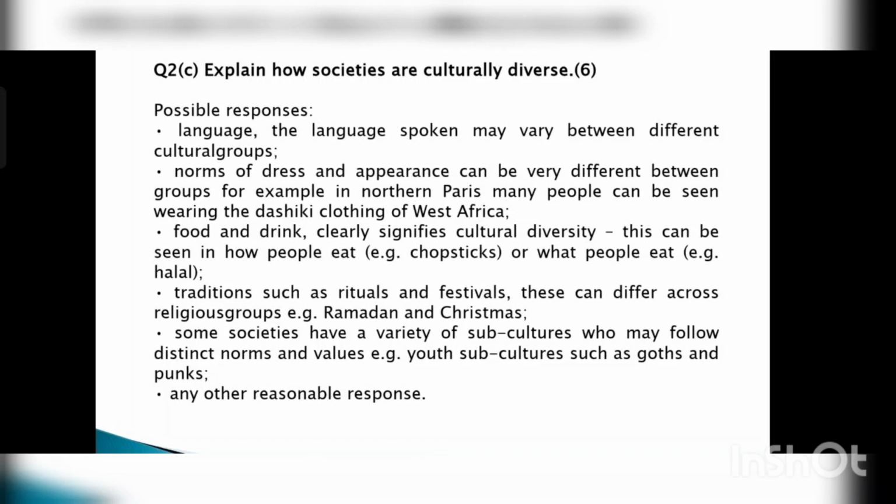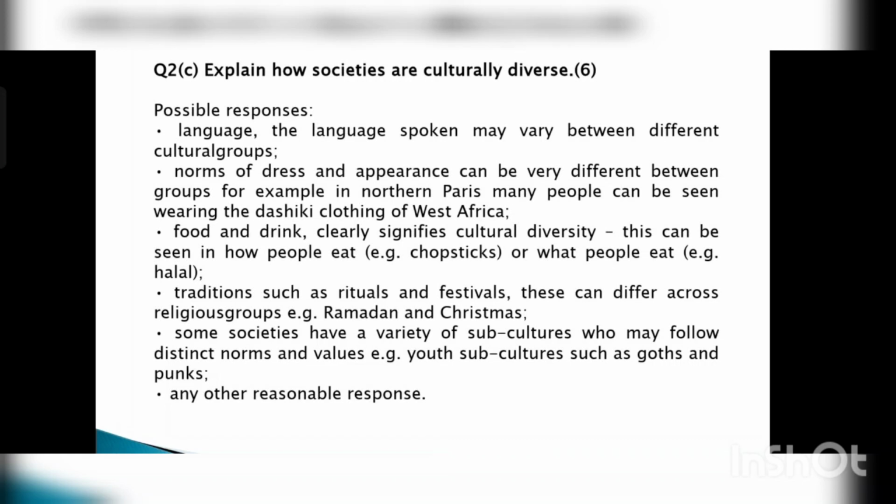This can be seen in how people eat, for example chopsticks, or what people eat, for example halal. So food and drink also varies between societies and cultures. Like in Islam, Muslims are not allowed to eat the meat of pig, and Hindus are not allowed to eat cow. Okay, so there are different norms regarding what to eat and what to drink.